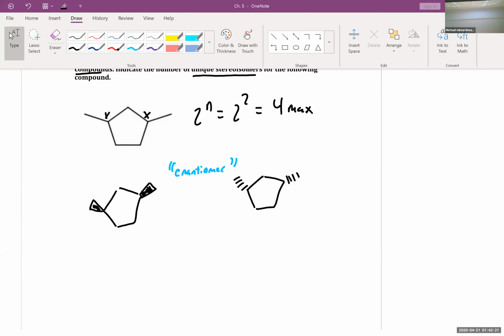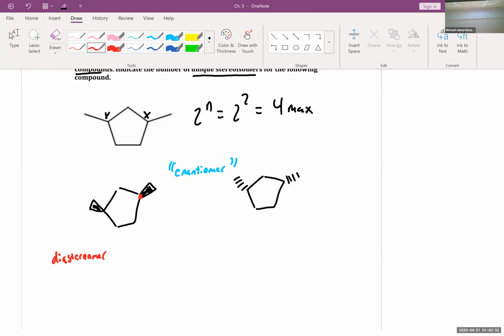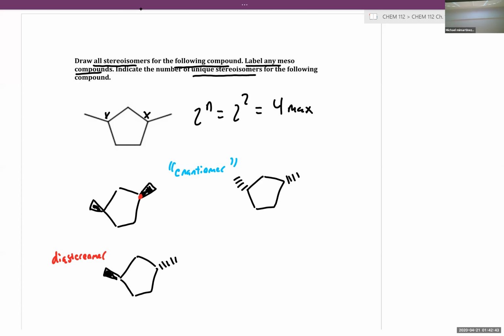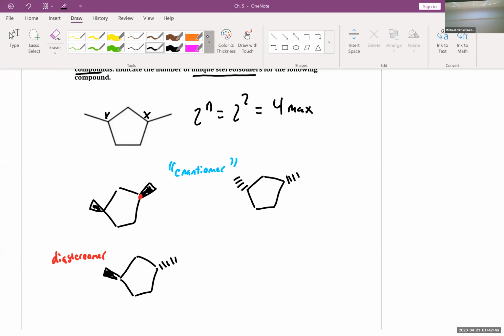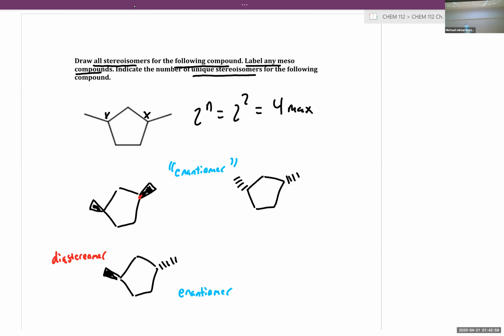If we want to draw a diastereoisomer, or diastereomer, all we would do is pick one of our stereocenters and invert it. Okay. And then finally, if we wanted to draw an enantiomer, we would invert both of our stereocenters.